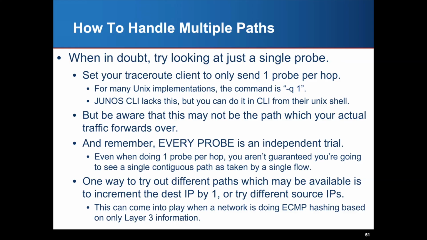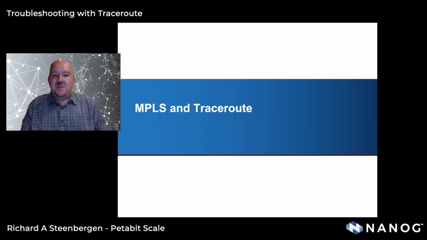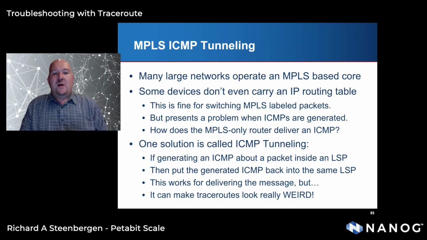Let's see. Another issue is MPLS and Traceroute. So many large networks operate an MPLS-based core. It's pretty much a requirement for major networks of some form to run MPLS, to do traffic engineering, to do things that a simple IP network can't. And in a lot of cases, what you'll find is that some of those core networks don't even carry an IP routing table.